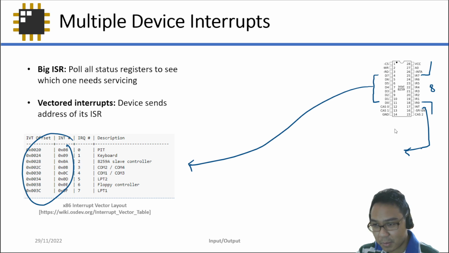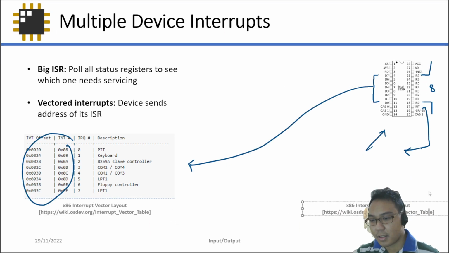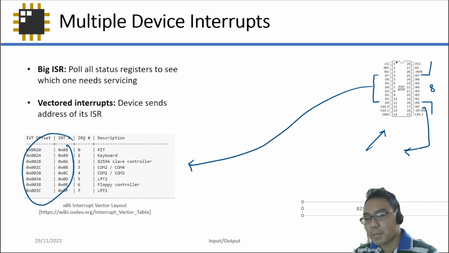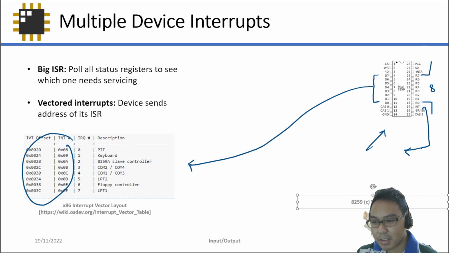Now, one could say, okay, we have way more than just 8 peripherals. There might sometimes be more peripherals that we want. And actually, this 8259 chip, I took that from Wikipedia.